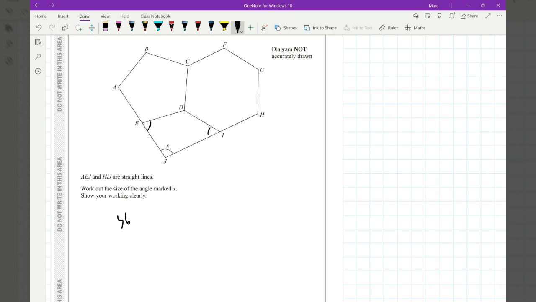So 360 divided by 5 gives me 72. So we've got 72 in there. 360 divided by 6 is 60, so 60 goes in there. And then we need to know what this one is. If we look at it really carefully, you draw a line down, that angle is the exterior of a pentagon and an exterior of a hexagon. So we just add those two together, 72 plus 60 is equal to 132.